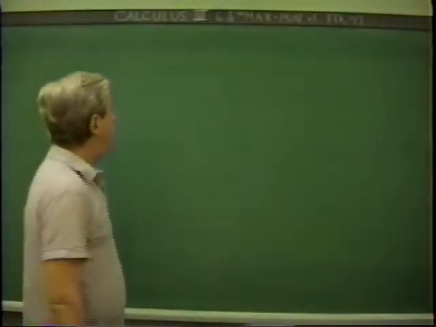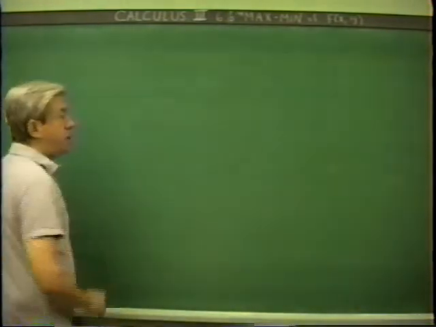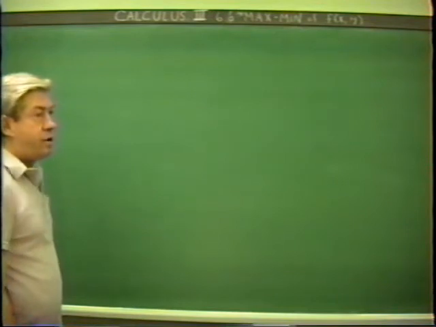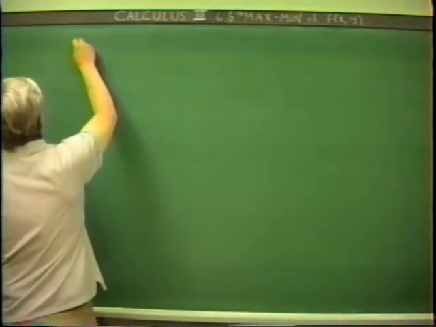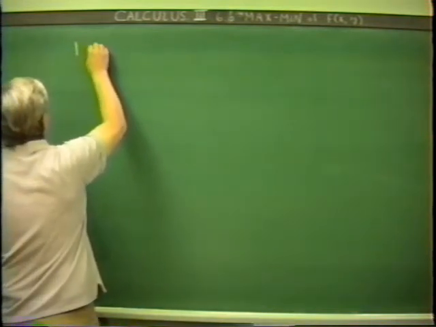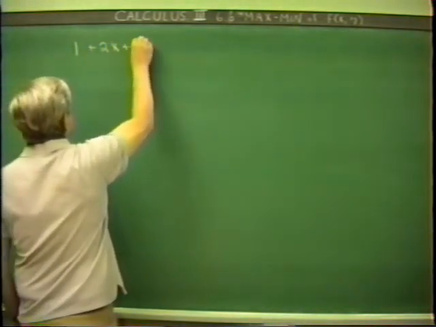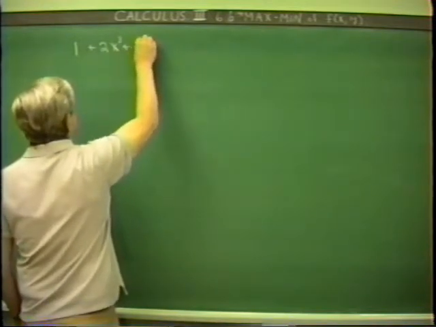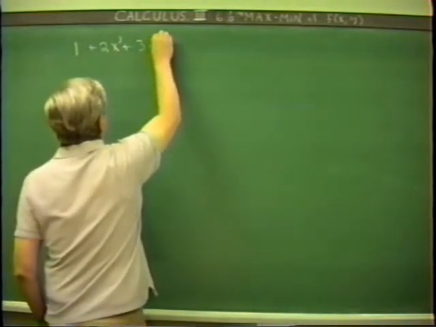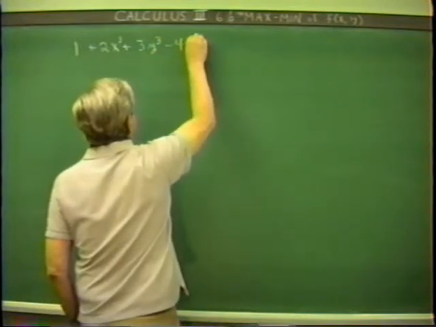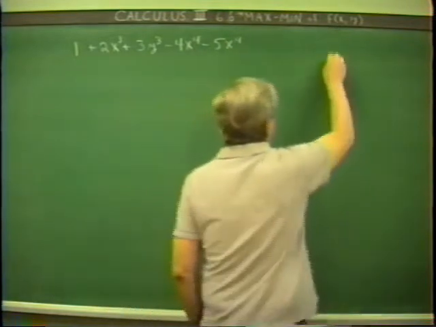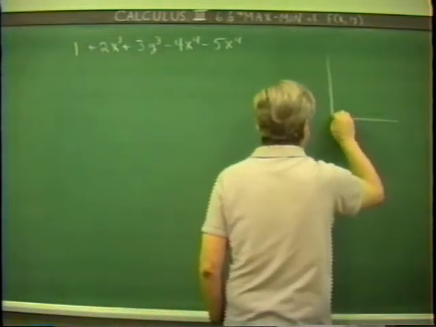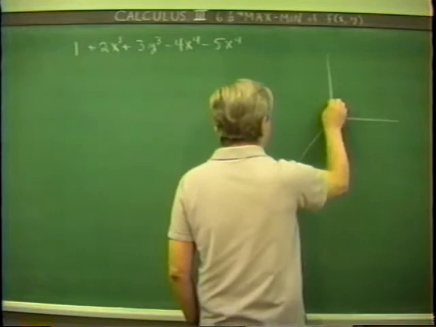We're going to take a look now at a specific function of x and y and determine where it takes on its maximum and minimum. We'll actually take a look at the function on the entire plane because the function is going to take on a maximum on the bounded part of the plane. Let's take a look at a simple example: 1 plus 2x cubed, let's say, plus 3y cubed minus 4x to the fourth minus 5y to the fourth. The graph of this is going to look something like this.